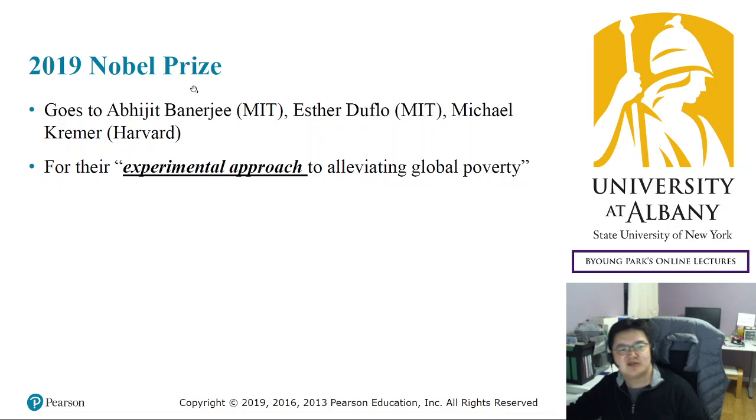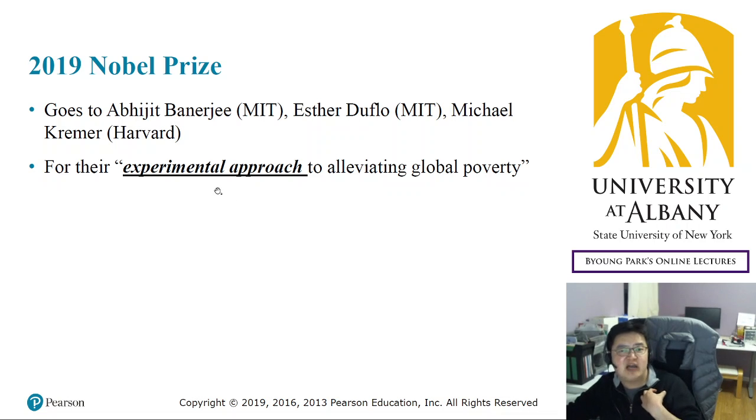So I think it's kind of unfair. I don't. They are really good economists. That's sure. But there were more people who deserve the award for the same reason. The prize award committee announced that the reason for this choice was their experimental approach to alleviating global poverty. So maybe global poverty is more about political phrase.